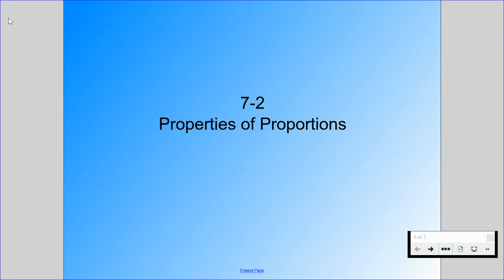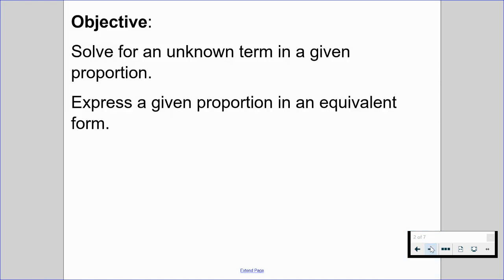In this video, we are going to be going through Chapter 7, Section 2, titled Properties of Proportions. By the end of this video, we should be able to solve for an unknown term in a given proportion, as well as express a given proportion in an equivalent form. So please have out your guided notes.